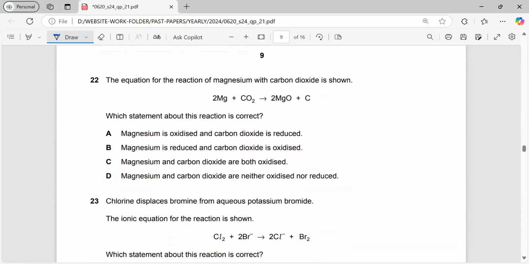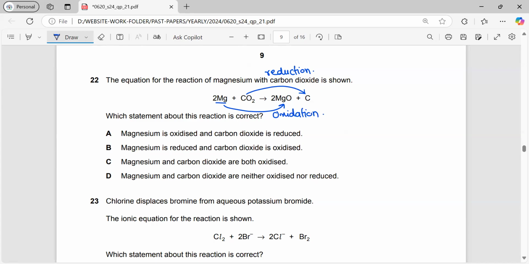Next question. The equation for the reaction of magnesium with carbon dioxide is shown. Which statement about this reaction is correct? As you can see here, the magnesium is gaining oxygen, becoming MgO, and carbon dioxide is losing its oxygen and becoming carbon. From carbon dioxide to carbon, it is called reduction because it's losing oxygen. And from magnesium to magnesium oxide, it's oxidation because it's gaining oxygen.